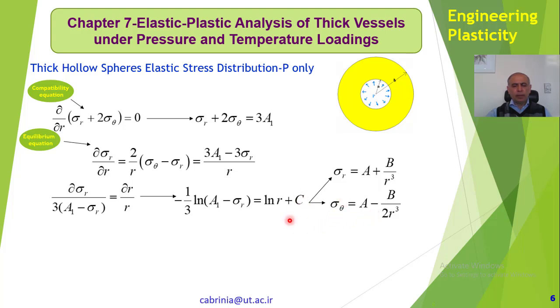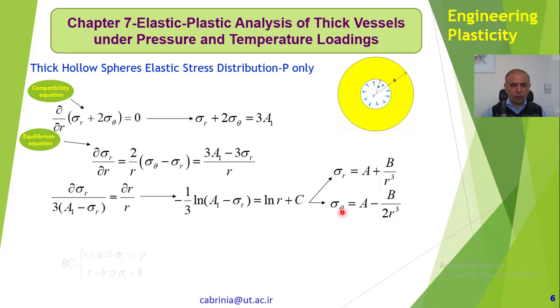I could have written it in terms of a1, c and another constant, but I prefer to write it like this because it's simpler, right? So from this compatibility equation and equilibrium equation, we integrated and obtained sigma r and sigma theta. Now then, we have these two equations for sigma r and sigma theta, but we have two constants, a and b, that we should determine.